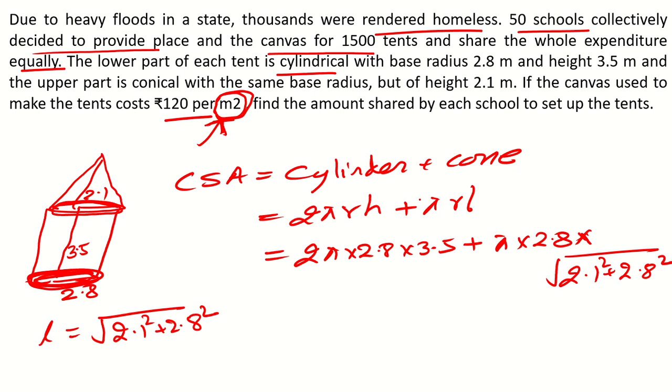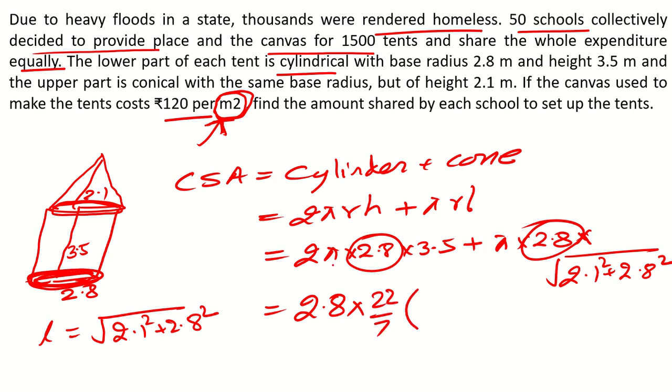You will put the value of pi as 22 by 7. My students, if you can take something common, then take it common. Don't multiply everything; the calculation may become easier. I'll do a few steps for you. 2.8 can be taken common, and pi can also be taken common, so 22 over 7. Now inside the bracket, 2 multiplied by 3.5 is 7, plus the square root of 2.1 square plus 2.8 square, which you have to solve.